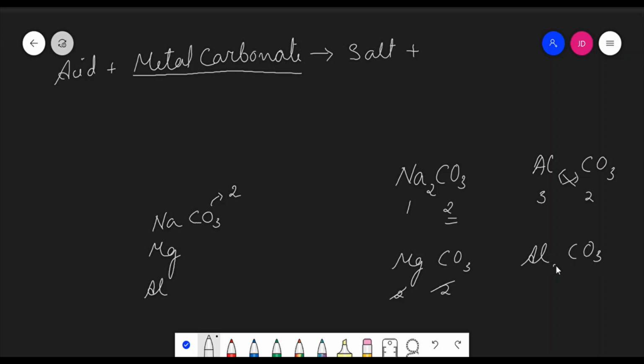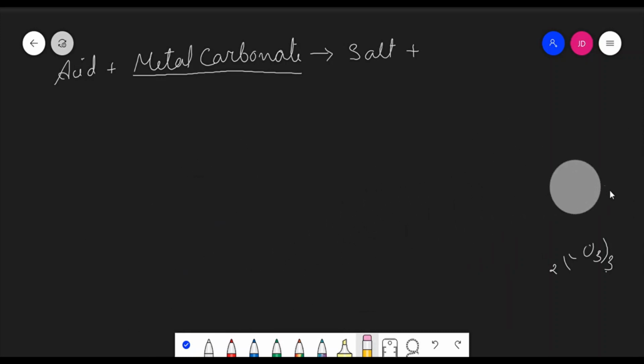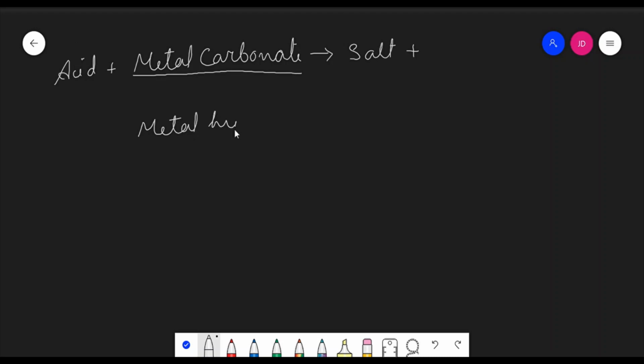AlCO3, 2 will come here, 3 will go here. Now, because CO3 is a group and we are putting a number behind a group, so bracket. So Al2(CO3)3. So this is how general carbonates or metal carbonates will look like. Here one more is given. What is it? Metal hydrogen carbonate, or you can call it metal hydrocarbonate also. So what are metal hydrocarbonates or metal hydrogen carbonate?